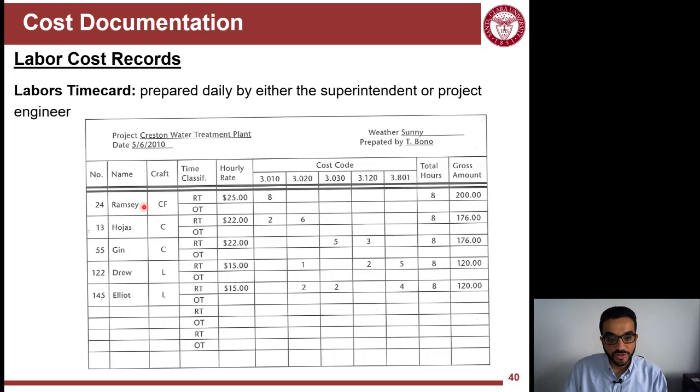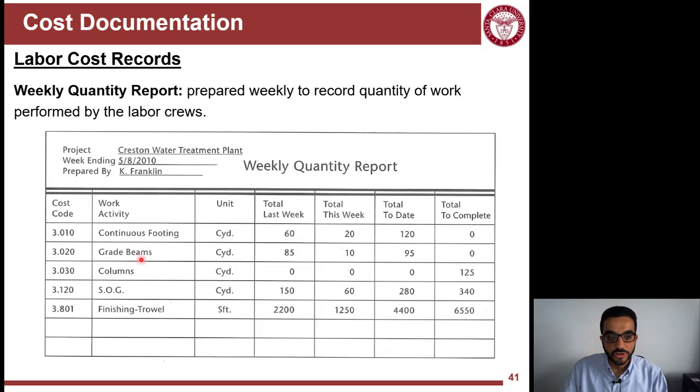So this is Ramsey here. He's a cement finisher. Hohaz is a carpenter. Jen is a carpenter. These two here, Drew and Elliot, are laborers, and they report their regular time or overtime. And of course, depending on the trade and level in the trade, they have hourly rates, and they report their hours under different cost codes here. Now, what are these cost codes? You can check these cost codes in the quantity report.